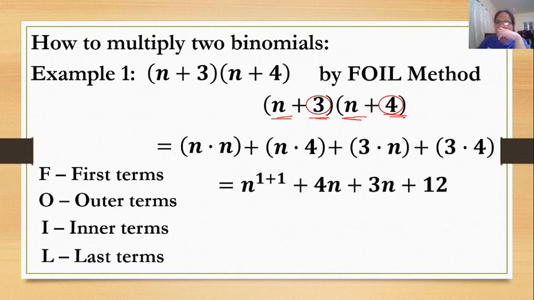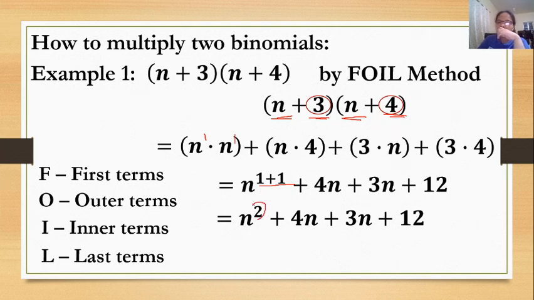And then let's simplify. We can add the exponents of n here. There's an invisible 1. So that's 1 plus 1. And then n times 4 will give us 4n. 3 times n will give us 3n. And 3 times 4 will give us 12. And then simplify further. So 1 plus 1, that's 2. That's the exponent of n.